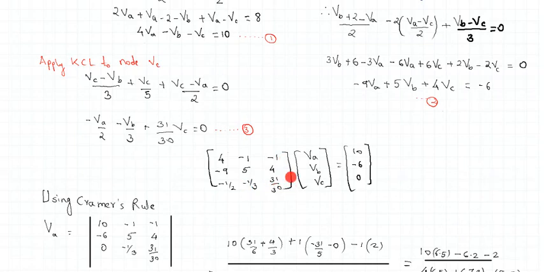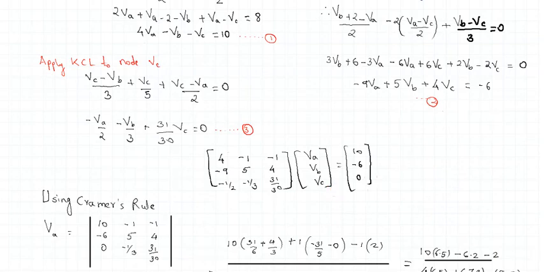Close your matrix. So this matrix belongs to which variables? VA, VB, VC, equated to. Now what we write in this particular column are the right hand side of these equations. So it is 10, minus 6 and 0. So this is how you formulate the given expressions in the form of a matrix.